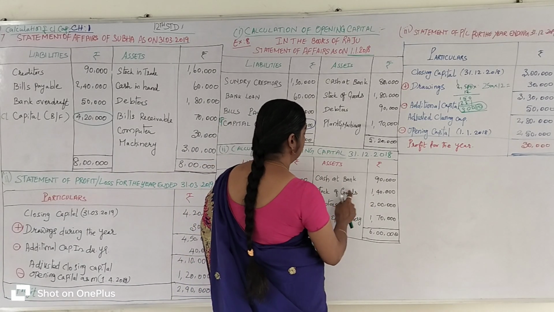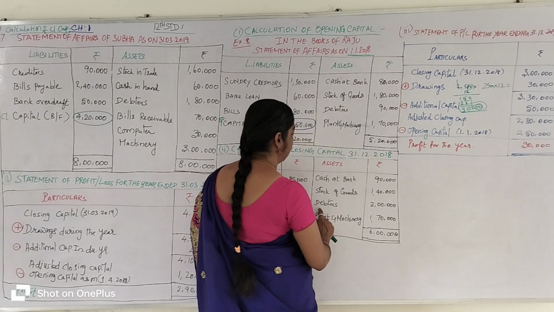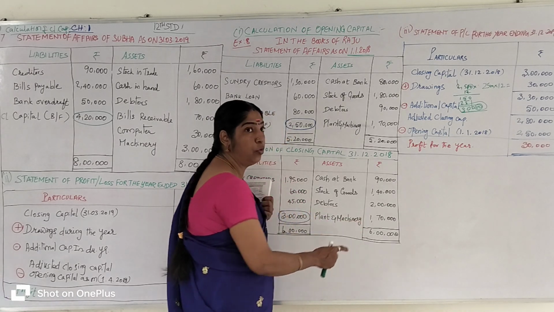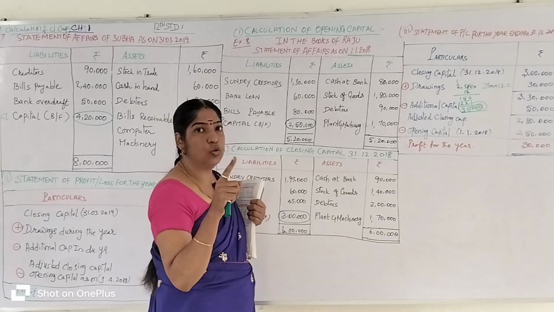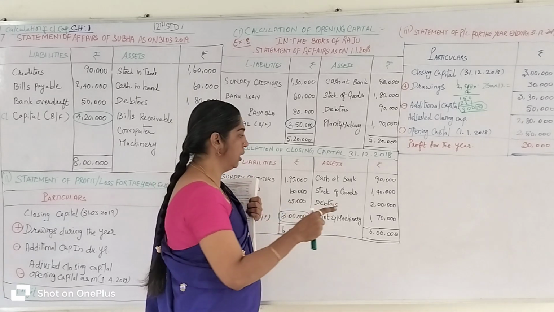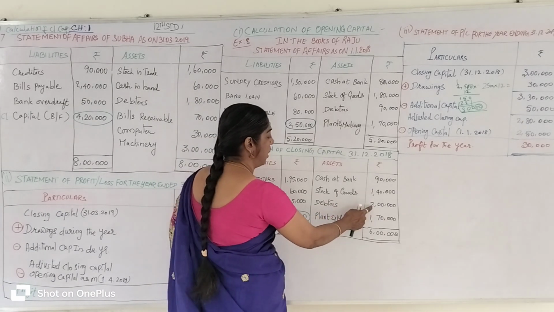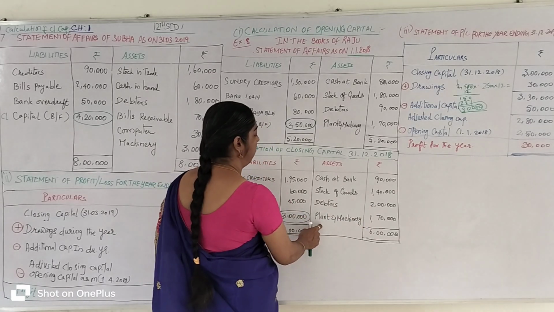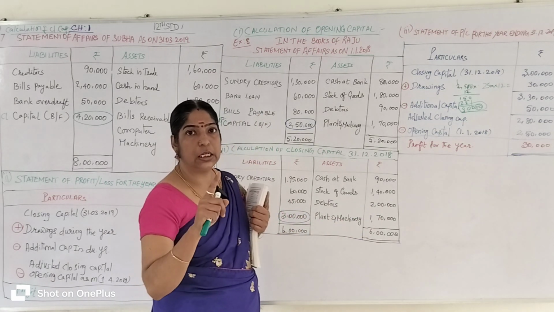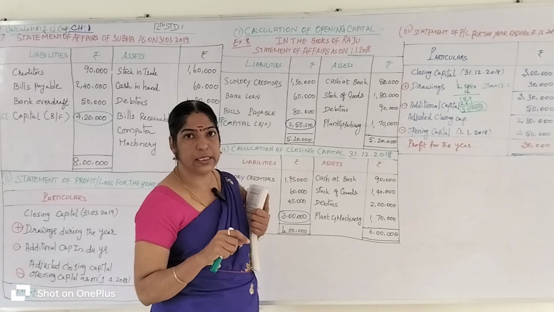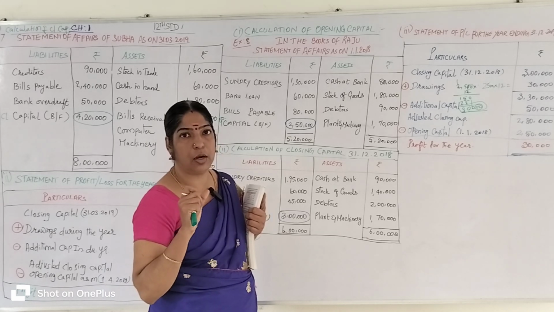Cash at bank 90,000 rupees. Stock of goods 1,40,000 rupees. Debtors 2 lakh rupees, taken from the end of the accounting period, which means 31/12/2018. Plant and machinery 1,70,000 rupees. All are taken from 31/12/2018, the second accounting period, which means the end of the accounting period.